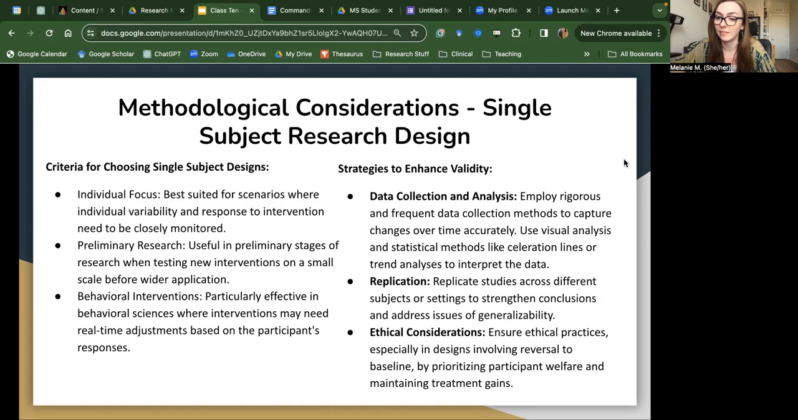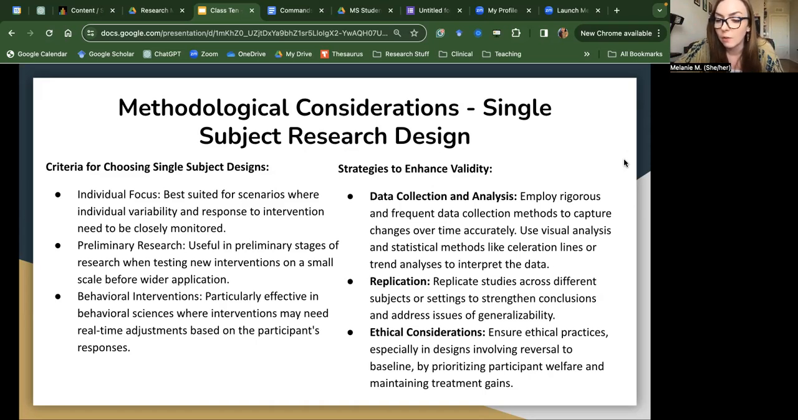Ways you can make it more valid is employing really rigorous and frequent data collection to make sure that it's being accurately captured over time. So if I'm doing my research with my dissociative identity disorder single subject, I don't want to just give them a bunch of random cognitive tests. I want to make sure I'm using the best, most valid, well-known assessments possible so that I can be really rigorous in my data collection, which would make it more generalizable than if I was haphazard about it.